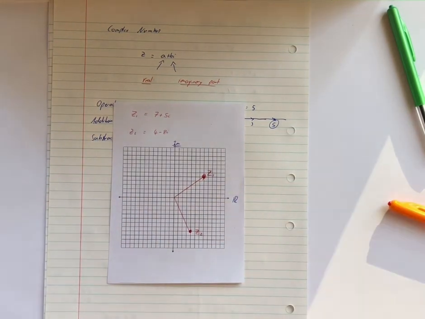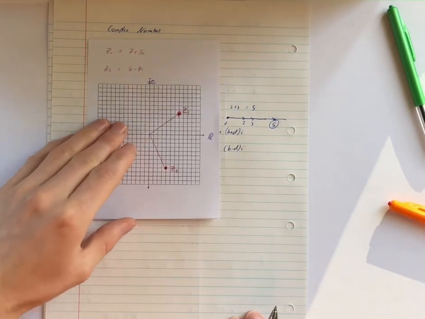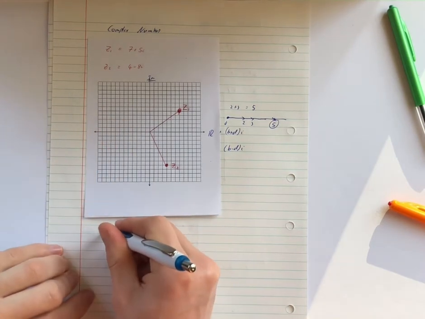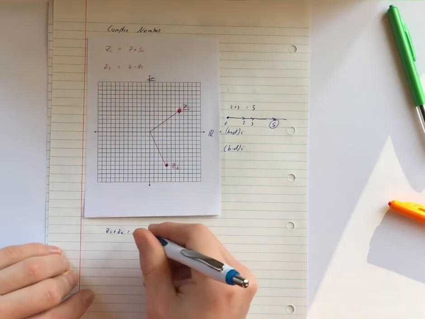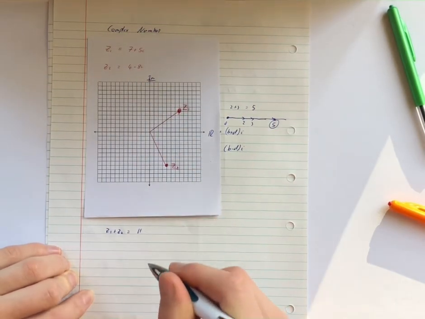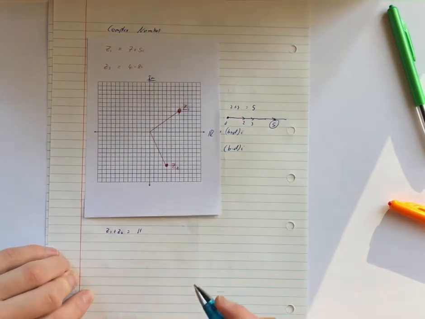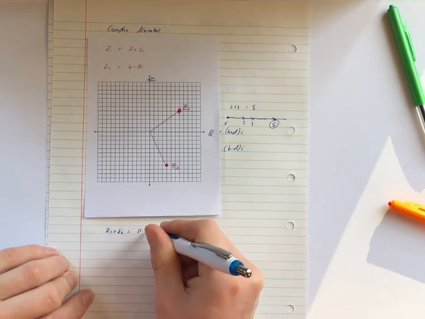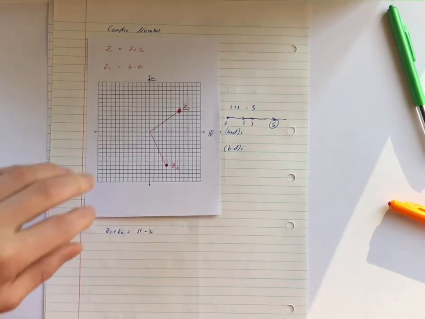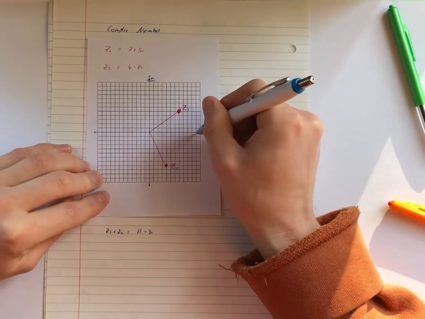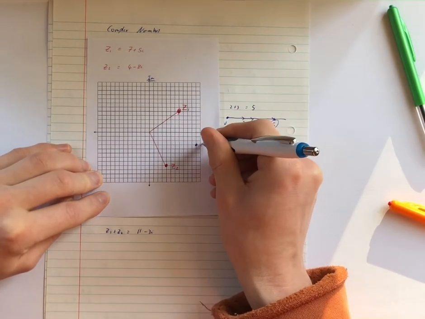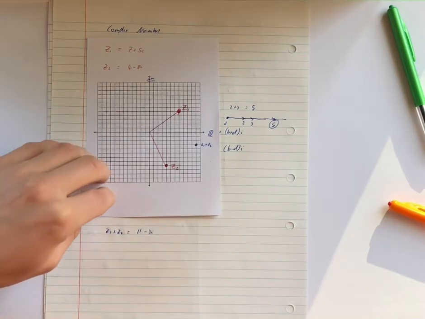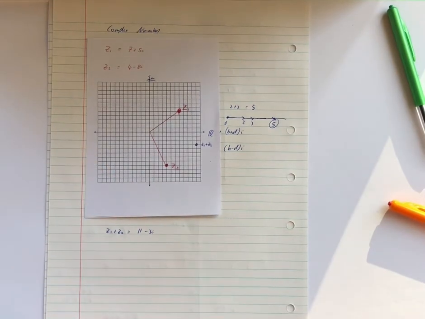So what does addition look like? Well, Z1 plus Z2 is the real parts added, so 11, and the imaginary parts added, minus 3i. So 11 minus 3i. That there is Z1 plus Z2. And it wouldn't matter the order as well. Now, have a think about why the order doesn't matter.